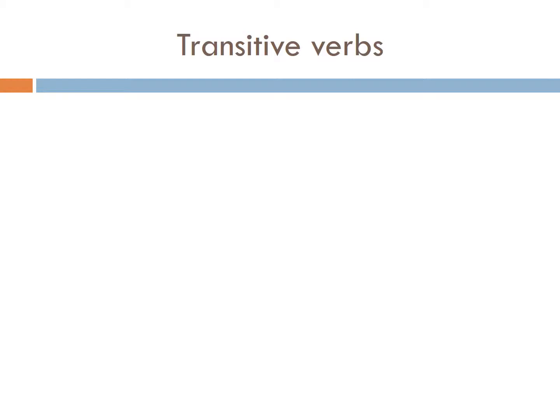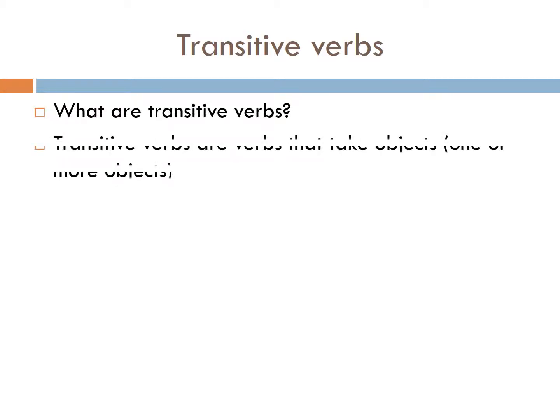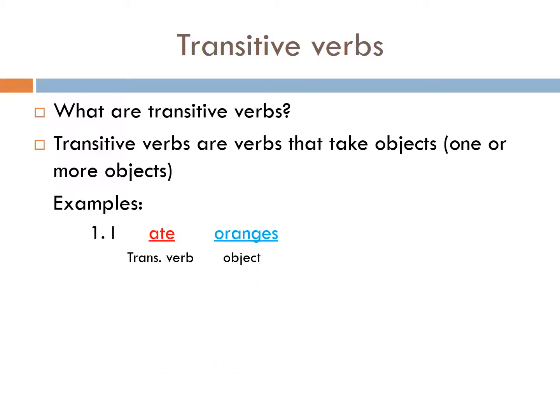Now, what are transitive verbs then? Transitive verbs are verbs that take objects, could be one or more objects. Now look at these examples. I ate oranges. Now ate is a transitive verb because it takes the object oranges. Charles bought her a car. Bought is a transitive verb because it takes the objects her and a car.